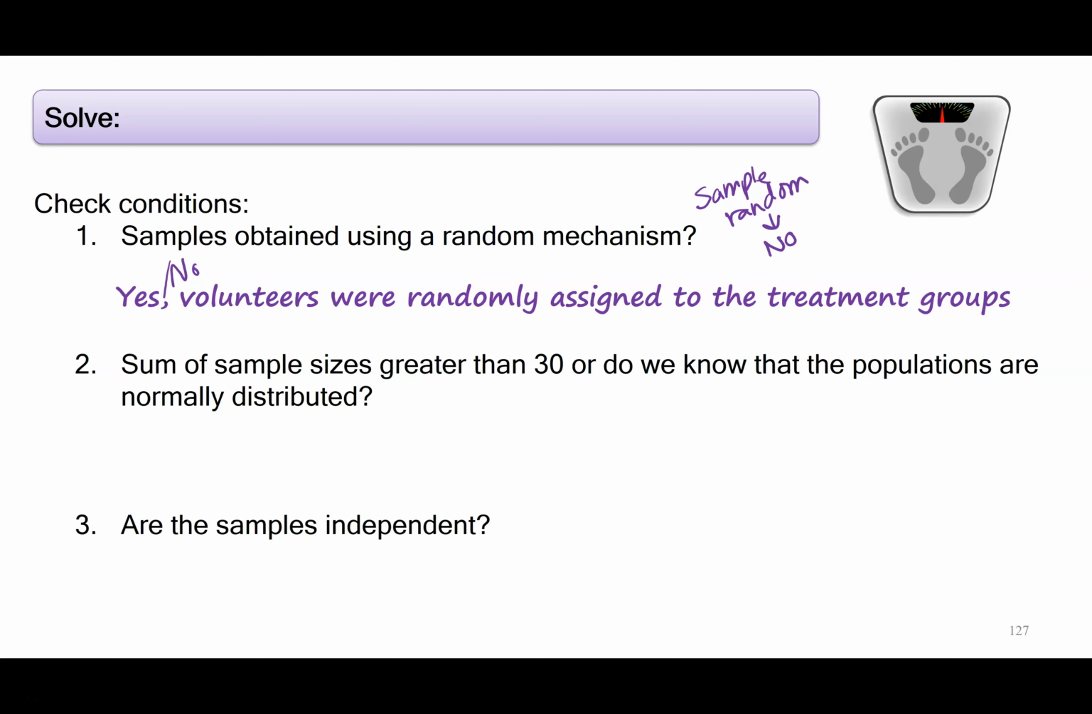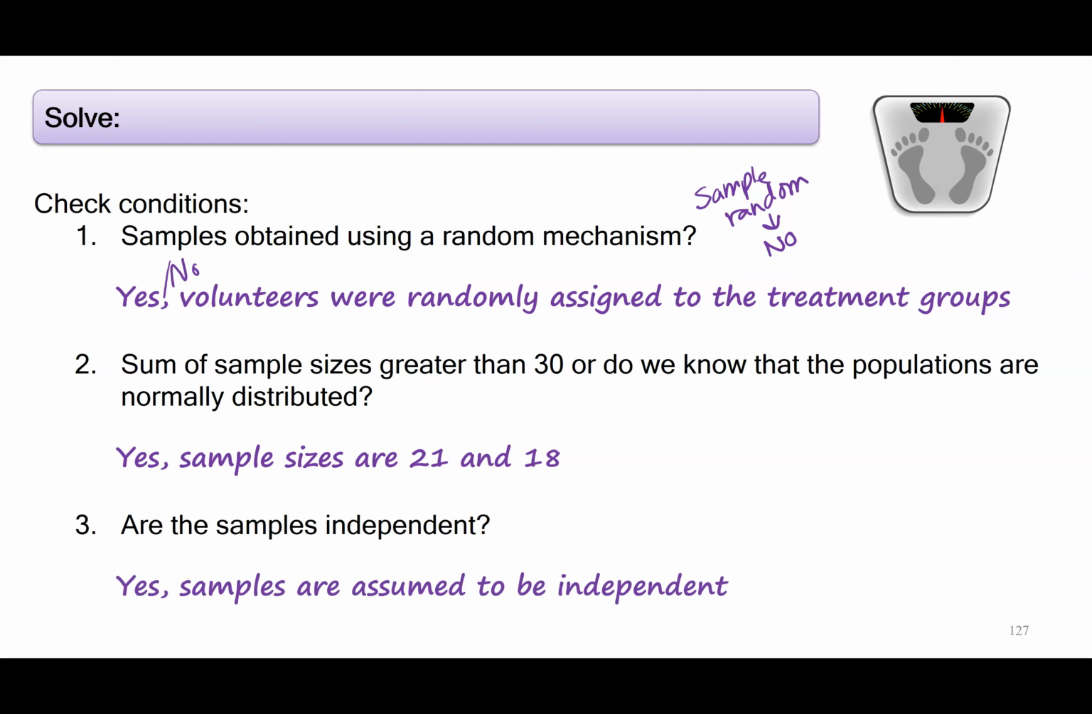So are the sum of my sample sizes greater than 30, or do we know if they're normally distributed? So we know the populations are similarly distributed. We don't know if they're normally distributed. But their sample sizes are 21 and 18, so we have a combined sample size of 39, and that is higher than 30. And then, are the samples independent? So, yes, they're assumed to be independent. What this means is if you are in treatment A, so you have the app, you are not in the in-person group. And if you're in the in-person group, you do not have the app. So unless there are people that are on both, yes, we can say they're independent, that they are in their own separate groups and they're not talking to each other kind of idea.